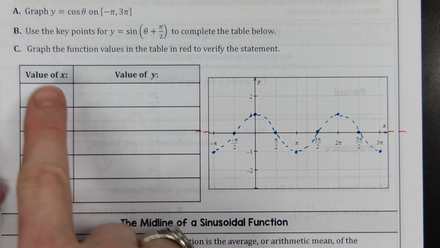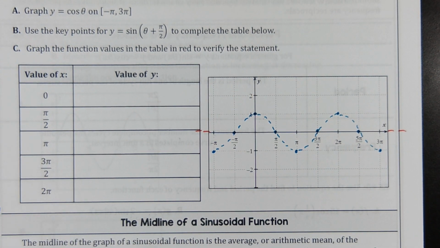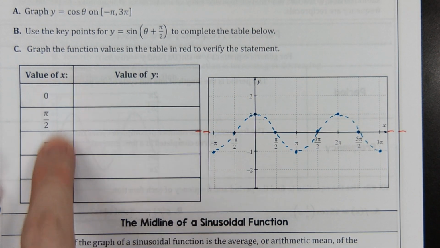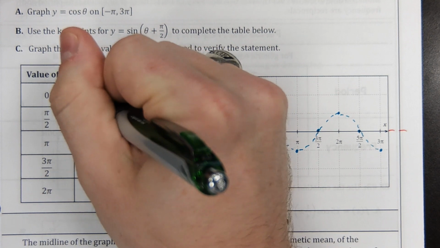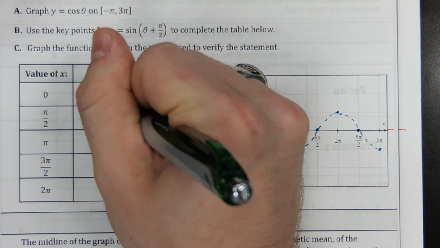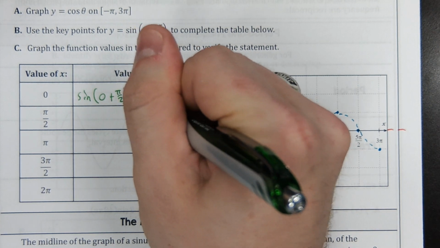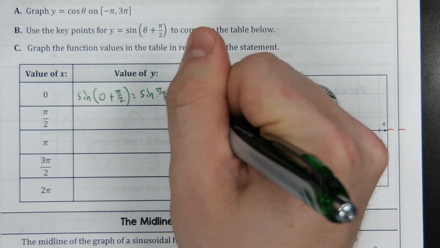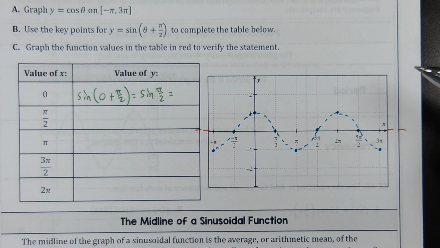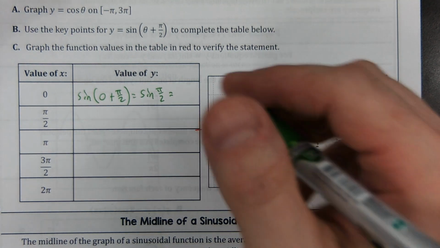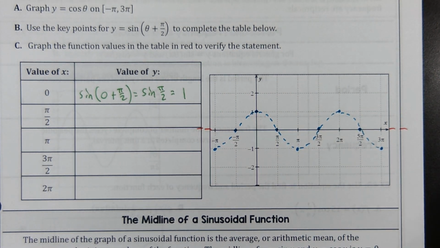It says, use the key points to complete the table below. Basically, plug in these values for theta. So let's see what we get. And I'll do this one in green. Sine of 0 plus pi over 2. Well, that's sine of pi over 2. And if you wanted to go back and look at the 5 points that we had on the very front of these notes, sine at pi over 2 was 1. So let's plot that coordinate, 0, 1.